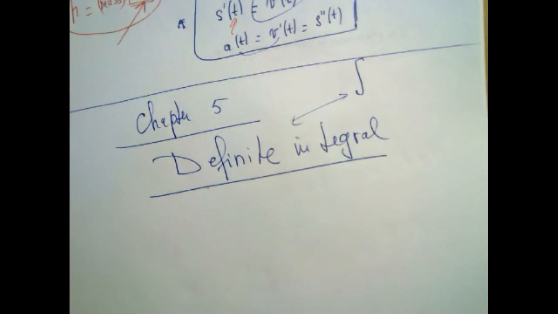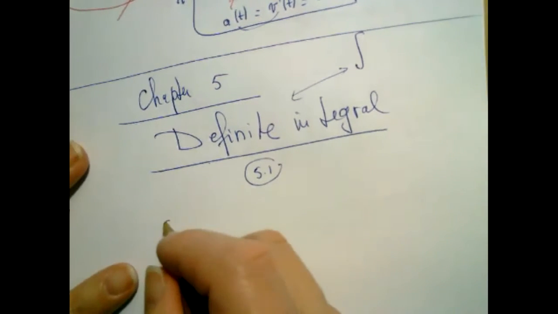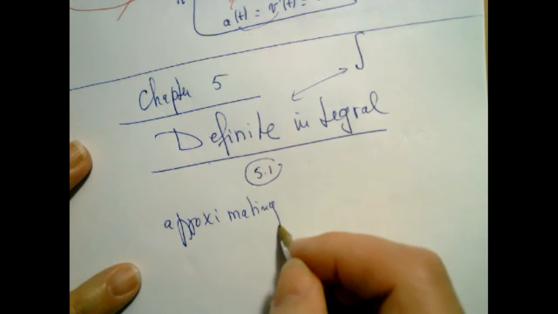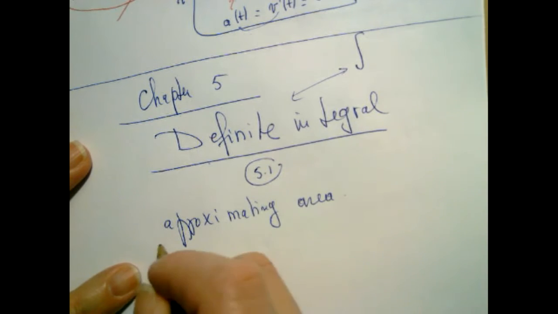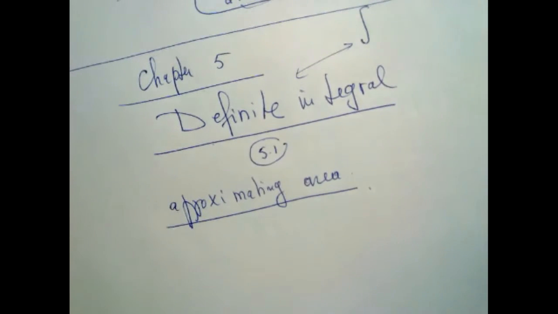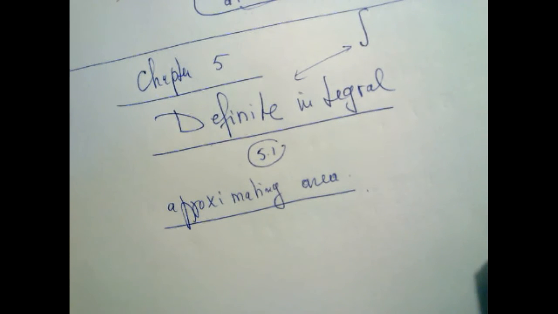The first section, which is section 5.1, is called approximating area. Before I do approximating area, which I'm going to take in detail tomorrow, I would like to introduce, and some of you may know it, the sigma notation, because it's a notation that we will be using quite a bit now, and you guys will use in 164. So, sigma notation.